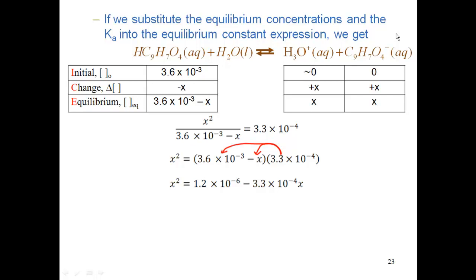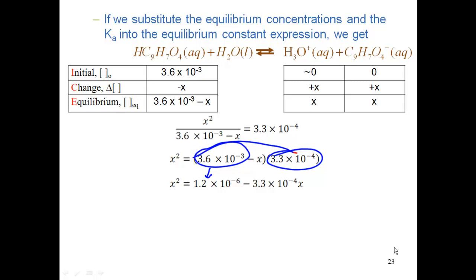Okay, that 3.3 times 10 to the negative 4 is times that negative 1, which gets me that value of a negative 3.3 times 10 to the negative 4th X. And then I multiplied 3.3 times 10 to the negative 4th times 3.6 times 10 to the negative 3rd, which gets me 1.2 times 10 to the negative 6.